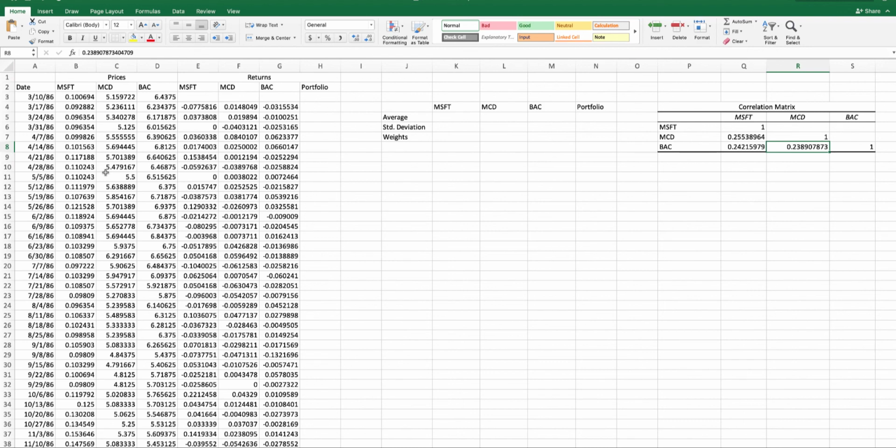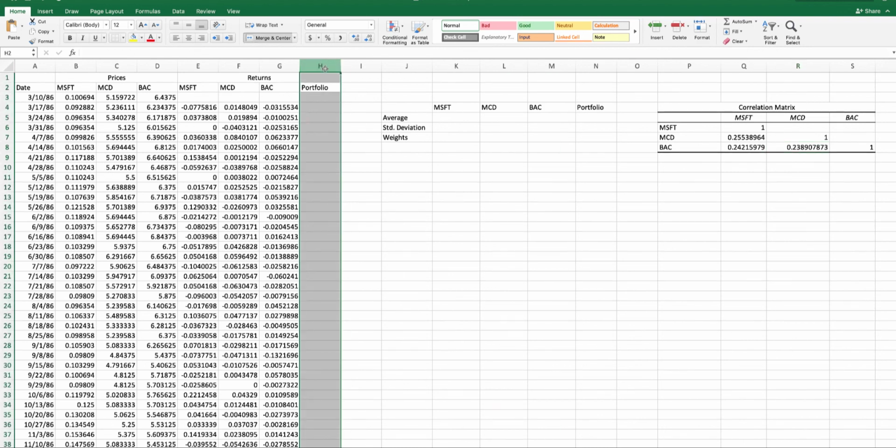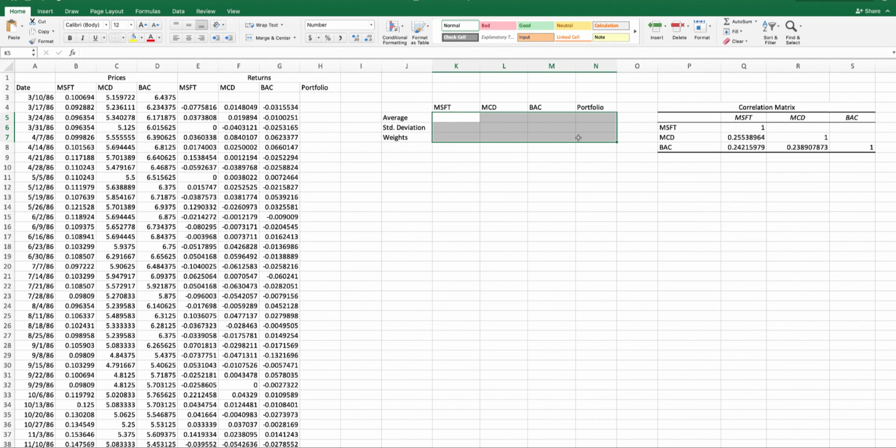Okay, I'm going to stop here. For the next video, we're going to look into how to construct a portfolio, and then how to find the returns and standard deviation, that means the risk and returns, for your stocks and for your portfolio. We'll also look into how to get descriptive statistics from Excel.